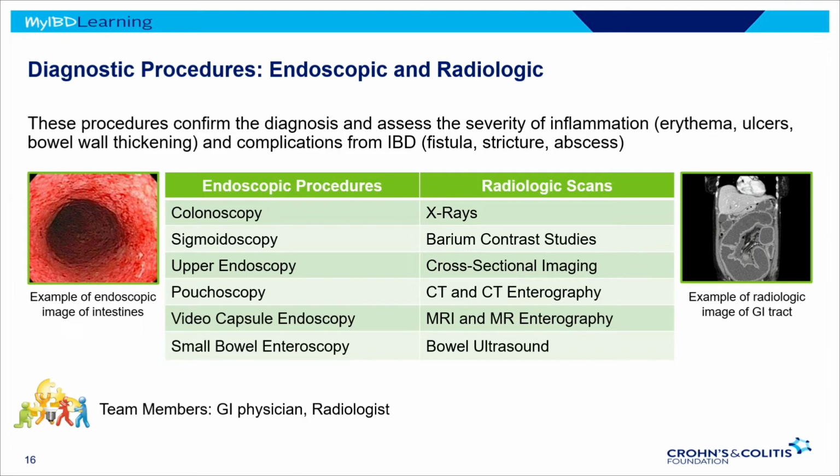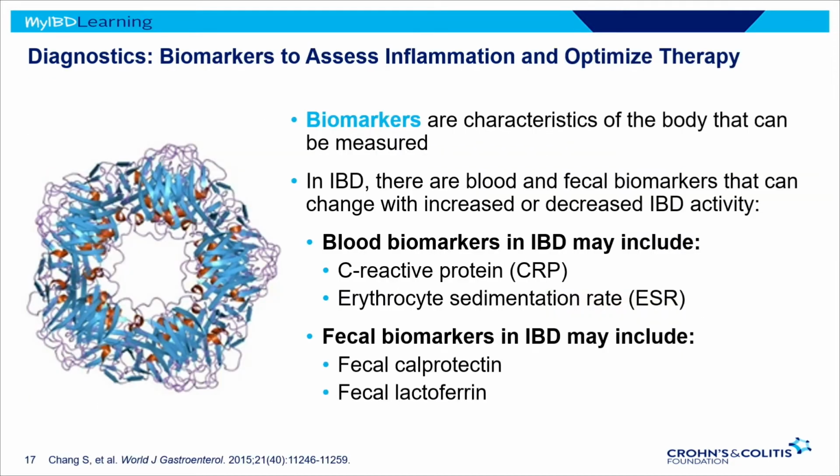Radiologic exams, this is where the radiologist comes into play. X-rays, barium studies, which we don't use too much anymore. Cross-sectional imaging like CAT scan or CT enterography just gets some more details into the small bowel, especially in Crohn's disease, looking for abscess or infection, I should say. And then MR, which is similar to CAT scan but doesn't have the radiation. And then bowel ultrasound. In Europe, that's very common in looking for bowel thickness, especially in Crohn's disease, but even in some other modalities. And it's starting to make an impact here in the US. So again, the GI physician and the radiologist are your key team members in this.